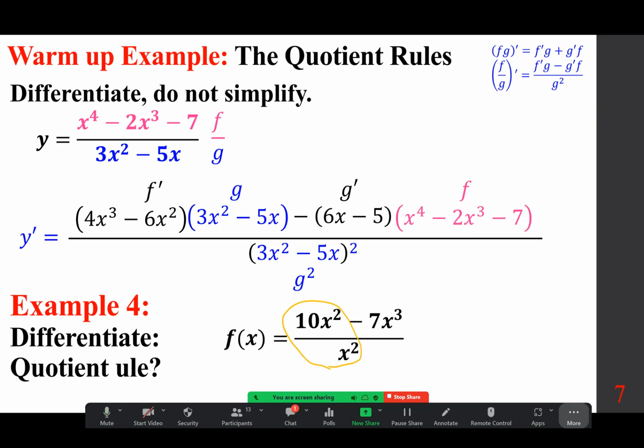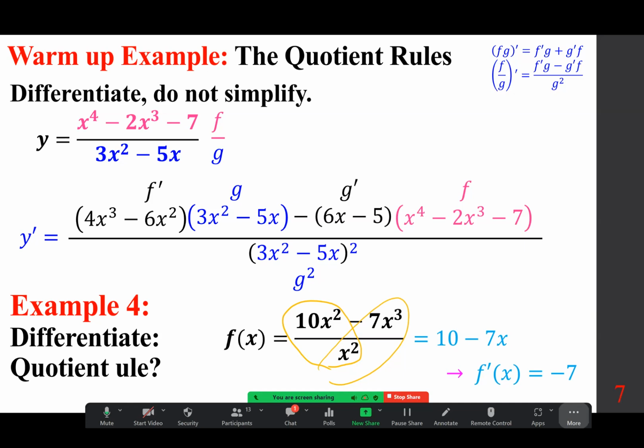We can have two fractions. The first one is 10. The second one is minus 7x. And clearly the answer is minus 7. The point is, am I trying to avoid the quotient rule? No. If I have to use the quotient rule, I must.